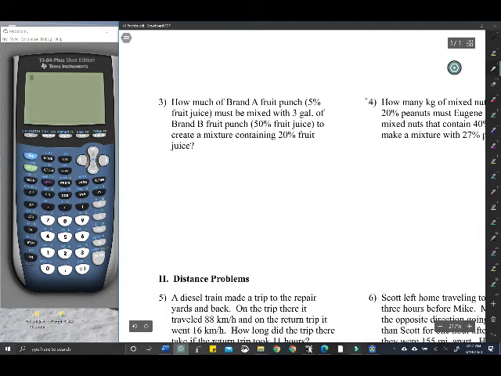How much brand A fruit punch, fruit punch B. So brand A fruit punch, 5%. So be careful. That's 0.05. Quantity we're not sure of, plus 3 gallons of 50%. So 0.5 is 50, and we are adding 3 gallons of that. Now we need to make a mixture of 20%, which is our new quantity plus the original, and that's it there. So 0.05x plus 0.5 times 3 is equal to 0.20, and so forth.